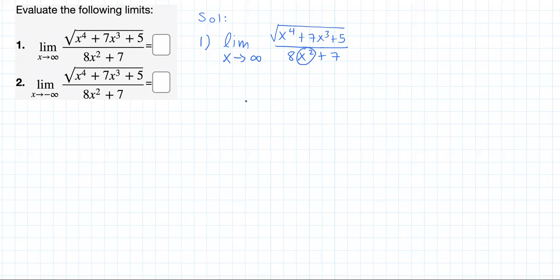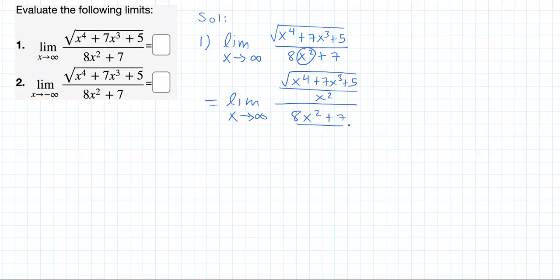So next we should divide both numerator and denominator by x squared, right? So this divided by x squared, 8x squared plus 7 divided by x squared.